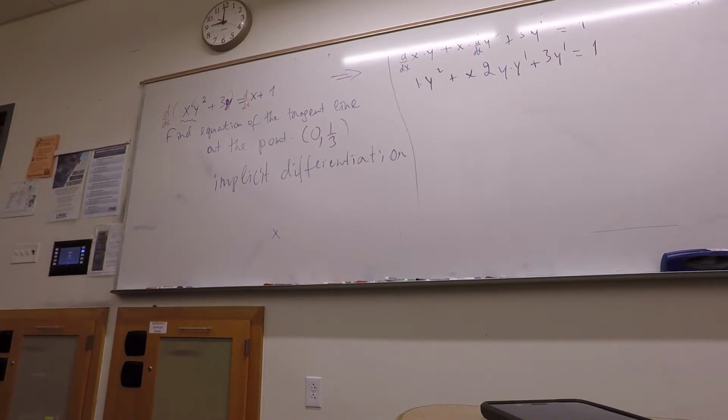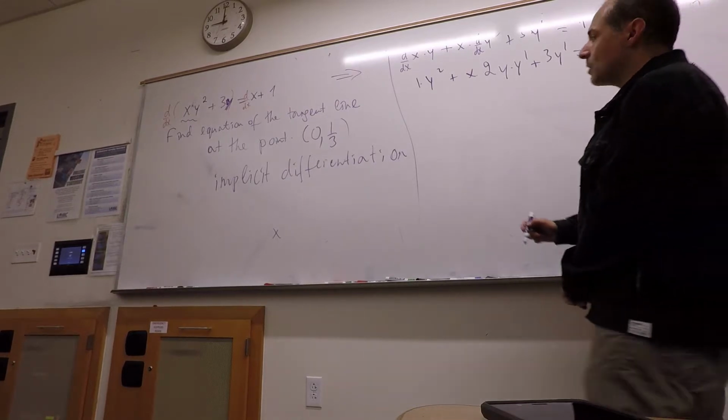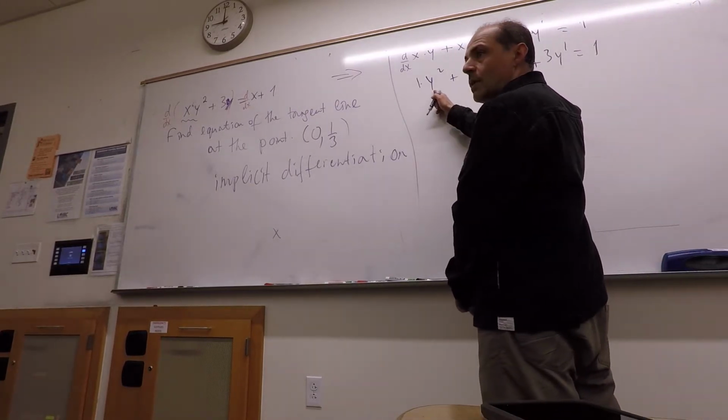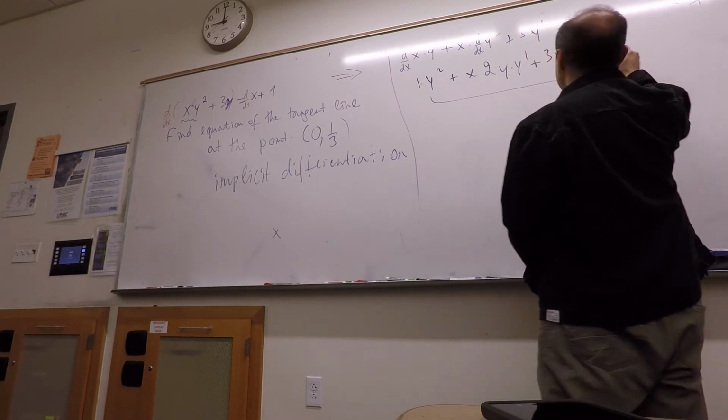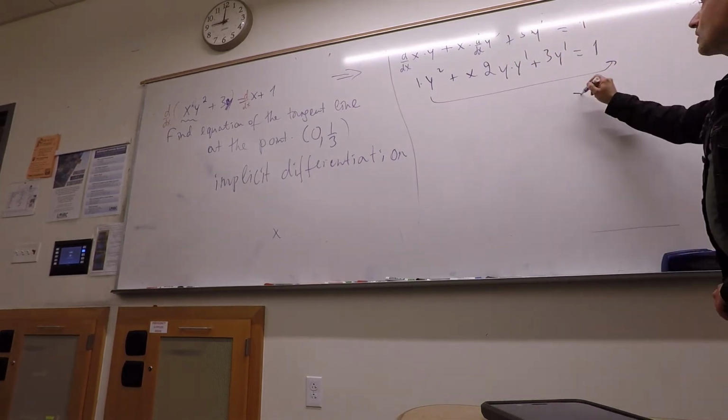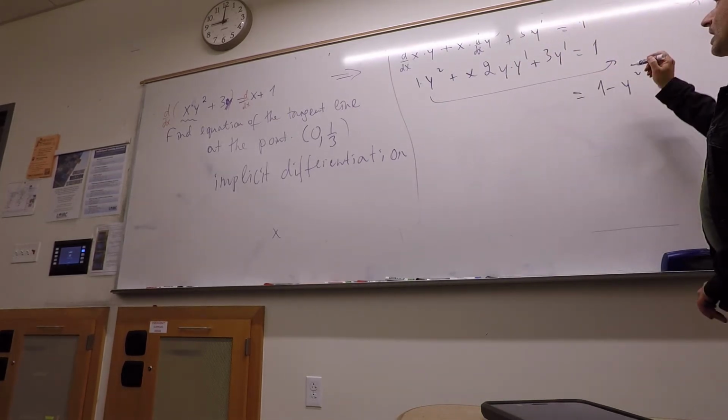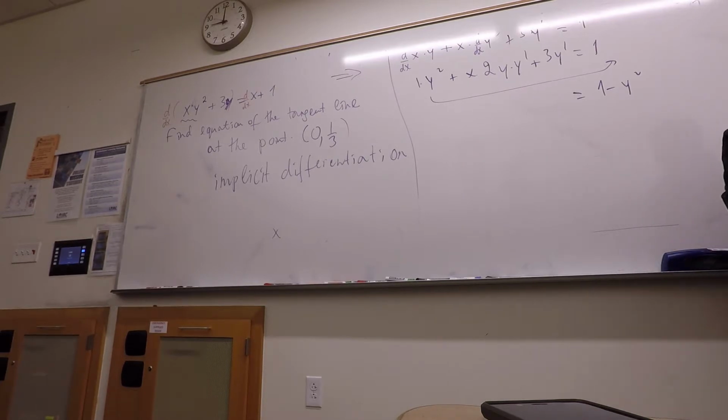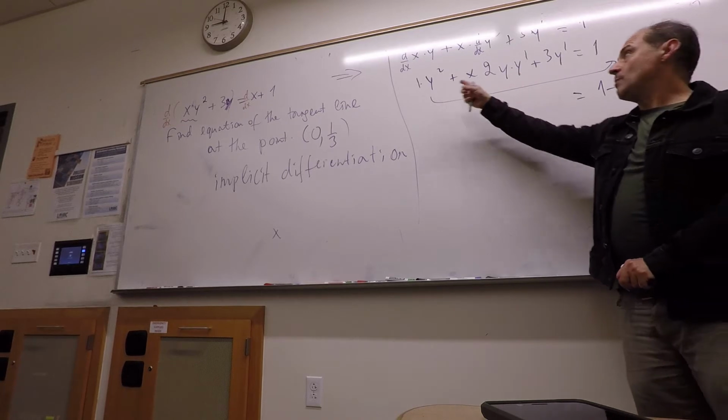And the next step will be solving for y prime. Well, if it's a tangent line, you don't have to solve. You can plug in the numbers, x and y, 0 and 1/3. But let's solve. So how do I solve? I'll move this y squared to the other side, right? That will give me 1 minus y squared. Is that right? Yes. And to save time, because we don't have much time and we're going to do more problems, I move this.